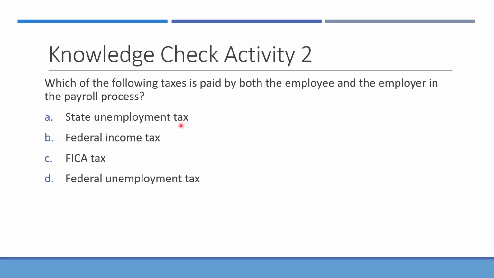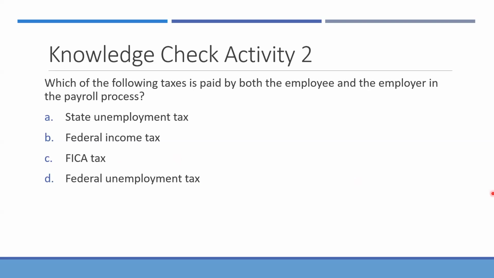If we go down the list, A is incorrect because state unemployment tax is only paid by the employer. Federal income tax, as part of the payroll process, is only paid by the employee, because corporations pay federal income tax, but they pay that on a business level, on a financial statement level, not on the payroll level. So that's incorrect. Federal unemployment tax is employers only, and FICA tax is correct.